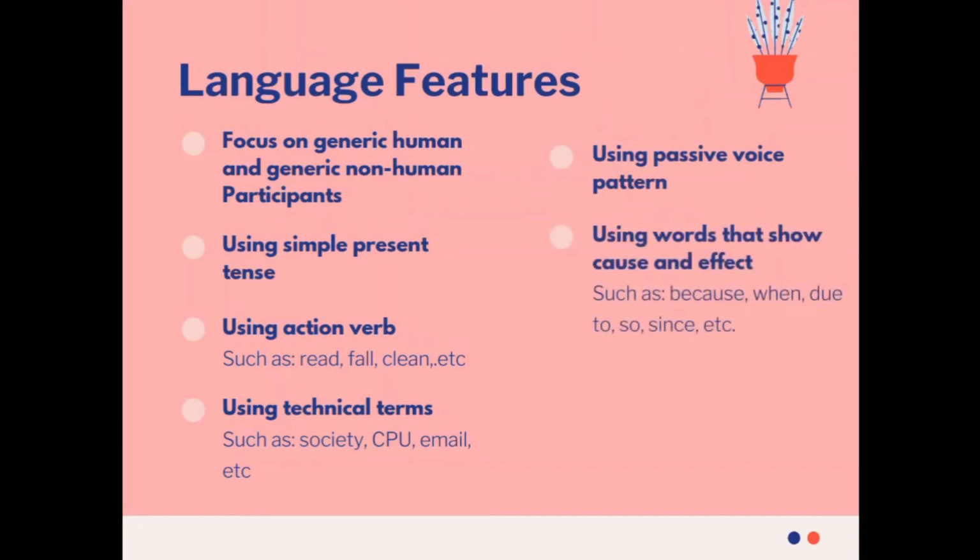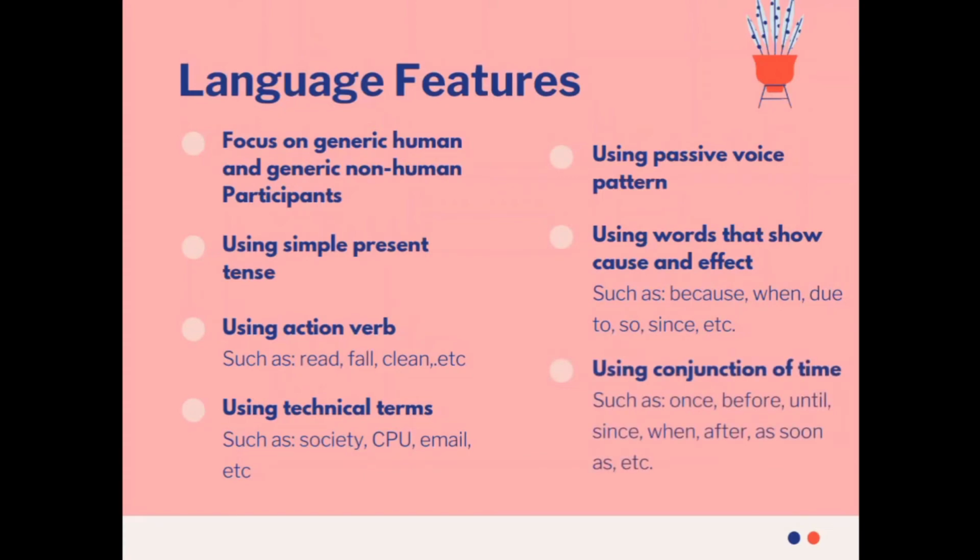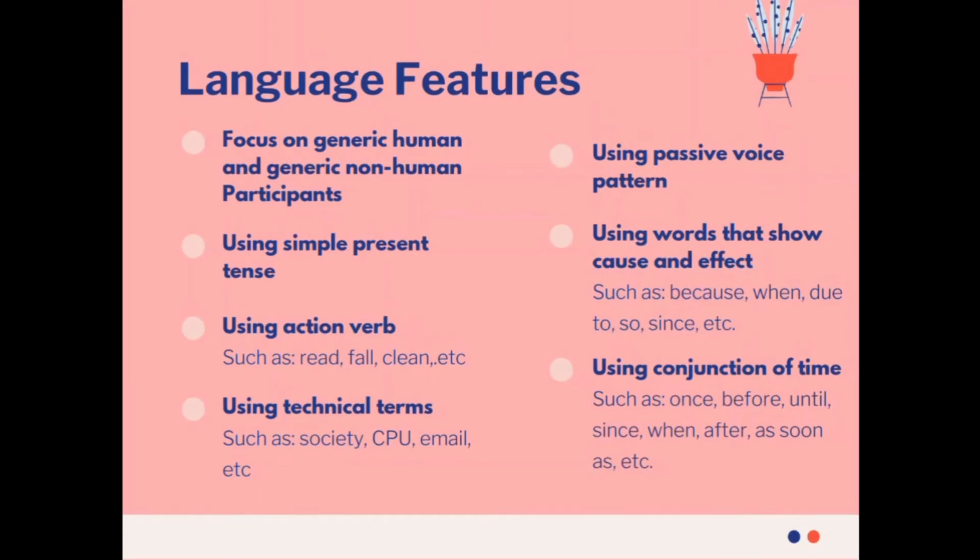Sixth is using words that show cause and effect, such as because, when, due to, so, since, etc. Seventh is using conjunctions of time, such as once, before, until, since, when, after, as soon as, etc.